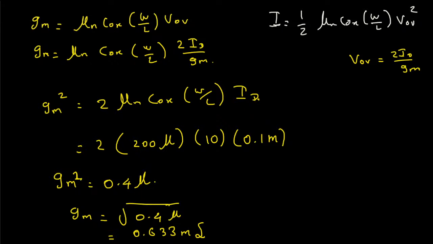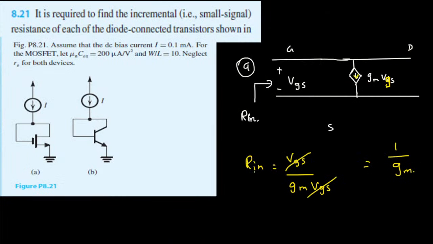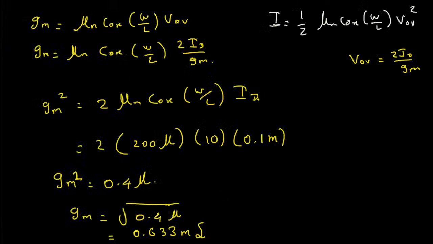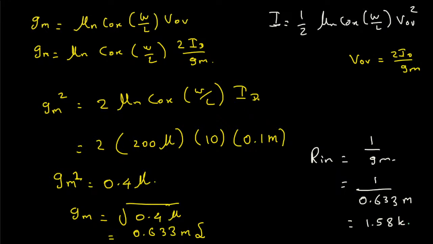Now we have the transconductance available, so we can plug it into this equation and solve for Rin. Rin is therefore 1 over gm, and gm is the one we just calculated, so 1 over 0.633 milli, and that is equivalent to 1.58 kilo ohm, and that's our input resistance.